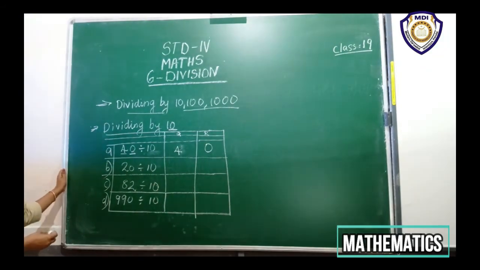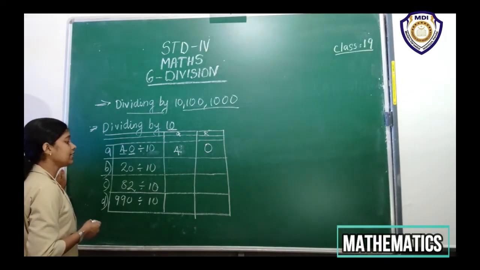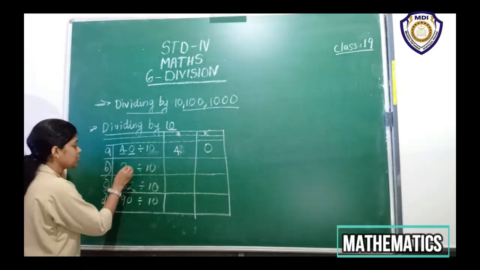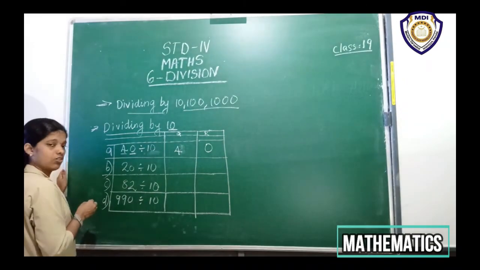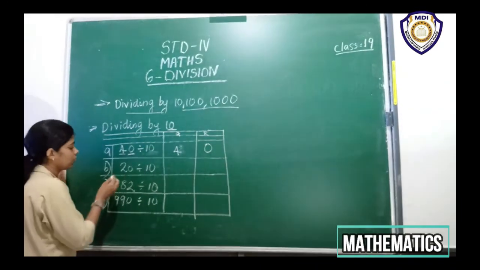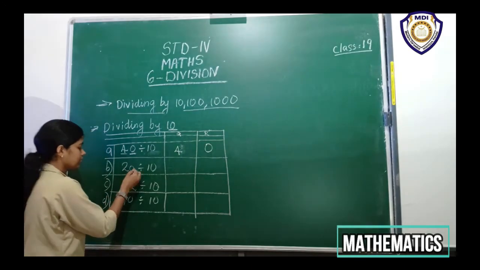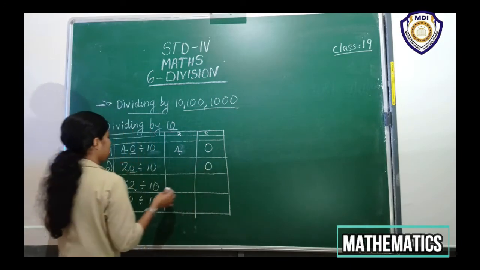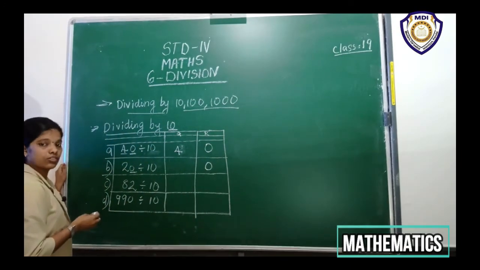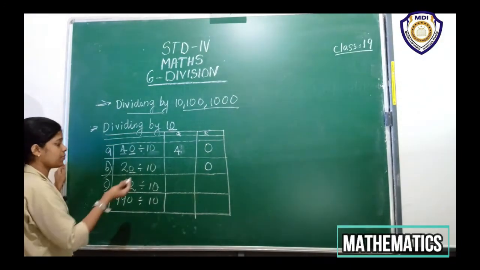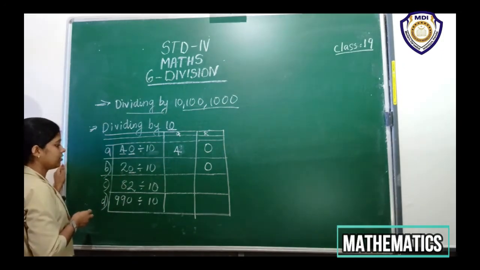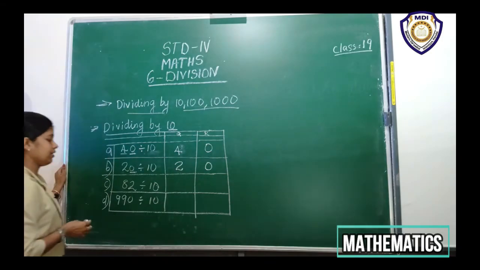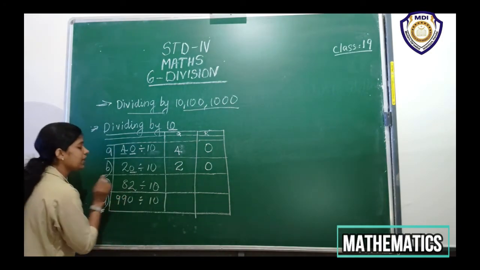Then 20 divided by 10. In 20, how many zeros? Only 1 zero. 0 is the remainder, then 2 is the quotient.